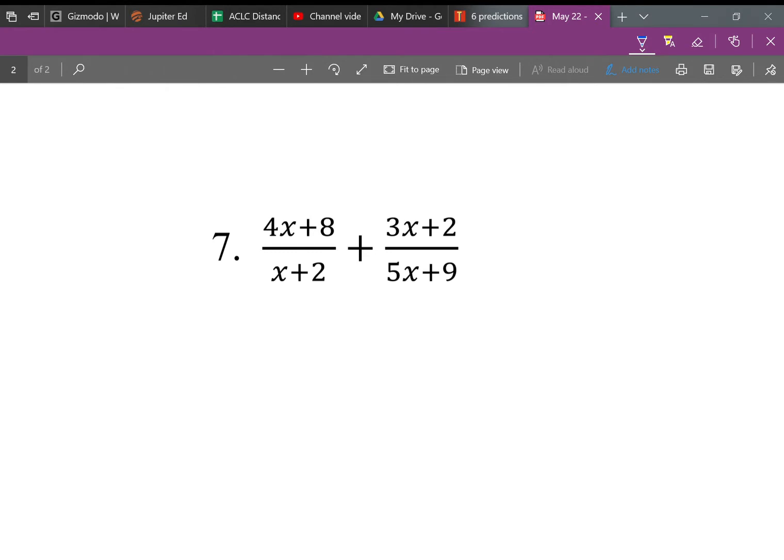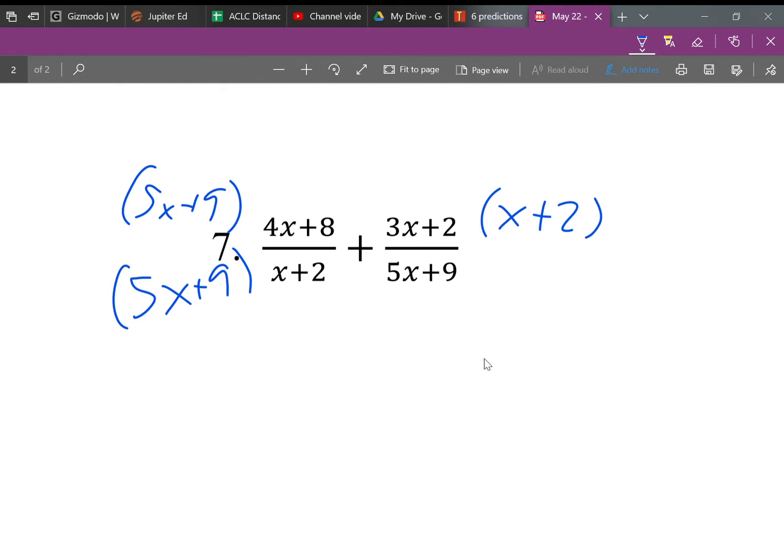So we have two rational expressions we're trying to add. Their denominators do not match. They don't have anything in common either, so I need to multiply each rational expression by the other one's denominator. Now this is going to be a little bit more work here, but let's do it. So over on this side, I'm multiplying by 5x plus 9 on the top and bottom. On this side, I'm multiplying by x plus 2 on the top and bottom.